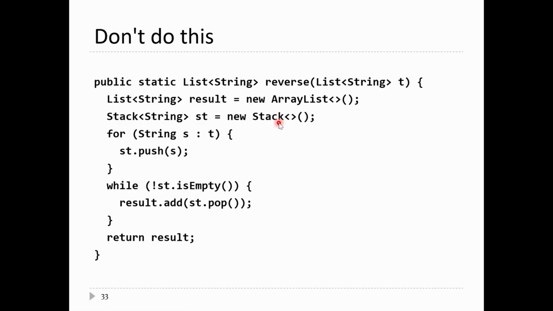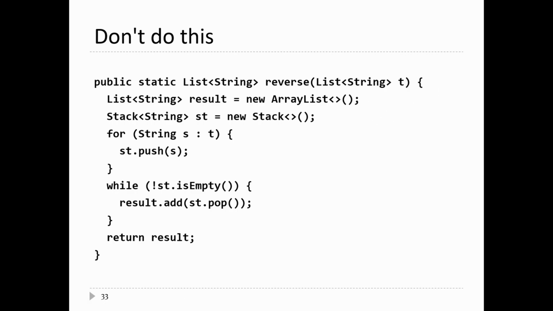I'm going to make a stack. And then all I'm going to do is iterate over the original list. So for each string S in the original list, I'm going to take that element and push it on top of the stack. So basically I'm copying the elements from T and putting them onto the stack. Now I'm going to take the elements out of the stack until the stack is empty. So while the stack is not empty, I'm going to pop the stack, and take whatever element gets popped off the stack and add it to the result. And I claim that after doing this, the result contains the elements of T in reverse order.